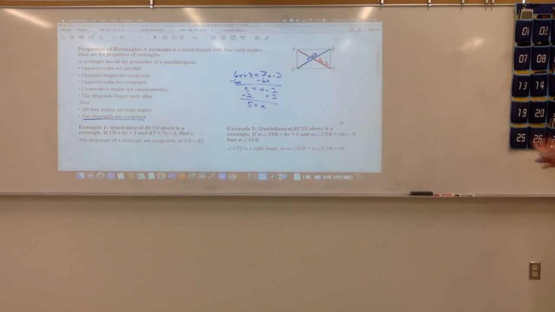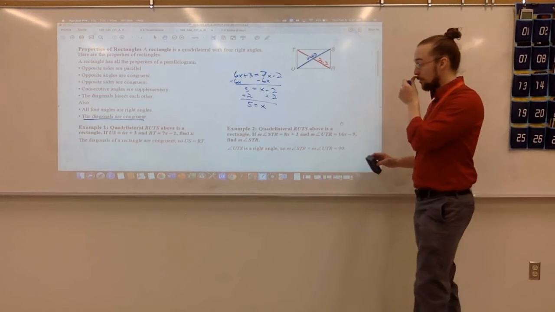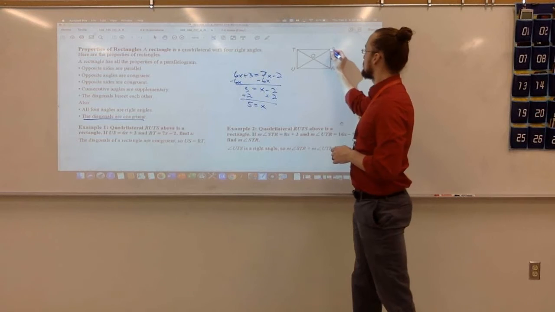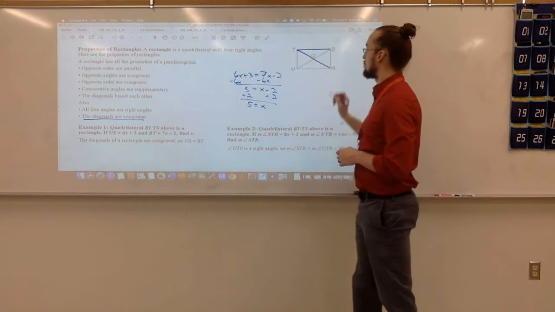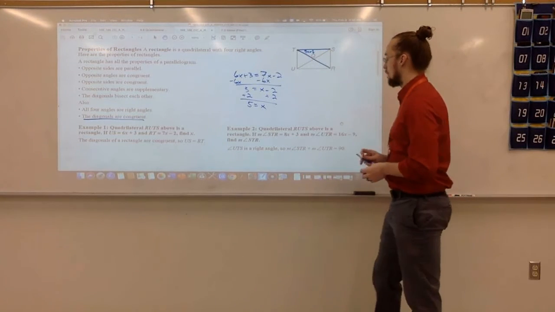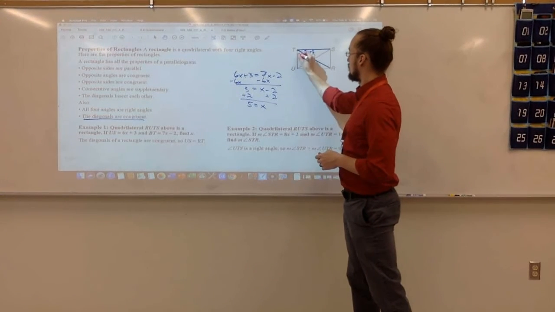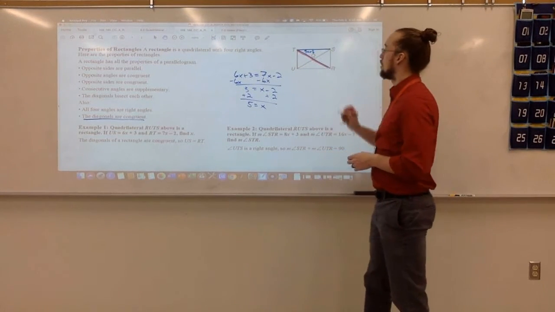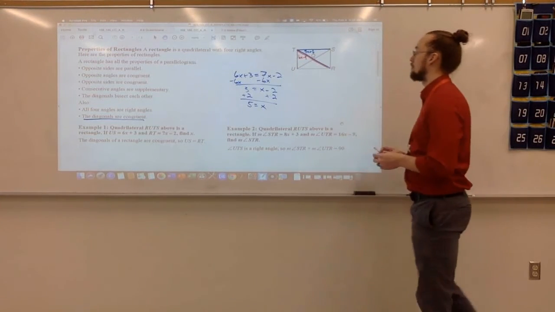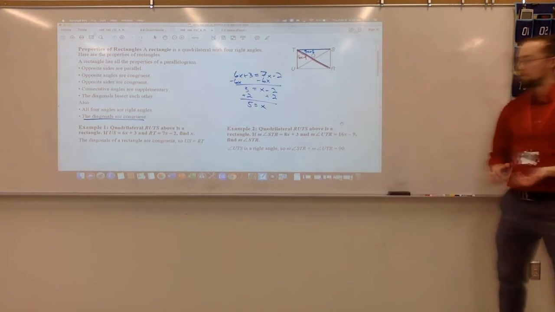In the second example, we're given a couple angle measures. In this one, I'm told the measure of angle STR, which is this angle right here, and that's 8x plus 3. Then I'm told angle UTR, which would be this angle, is 16x minus 9. From that, I want to set up and solve an equation for x.